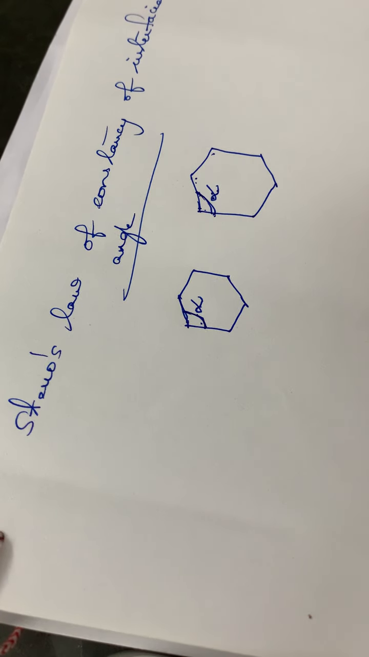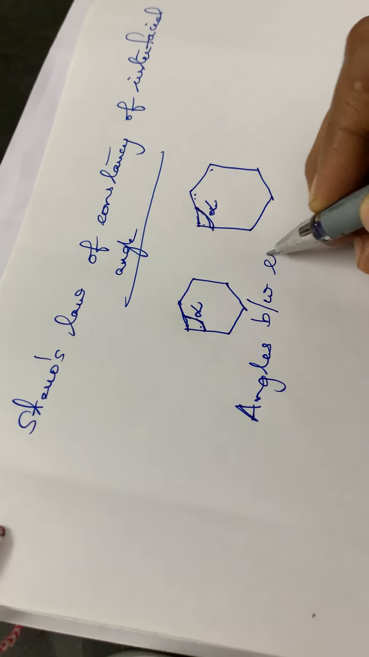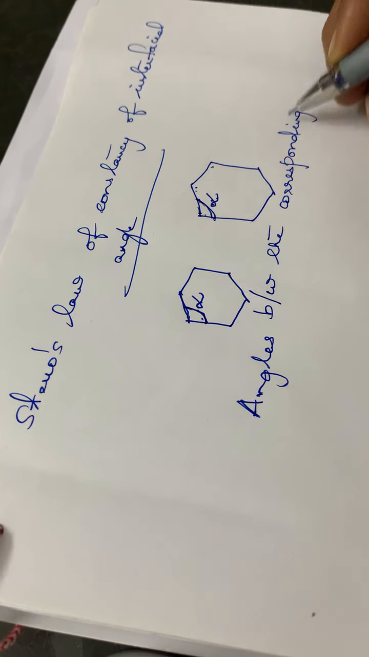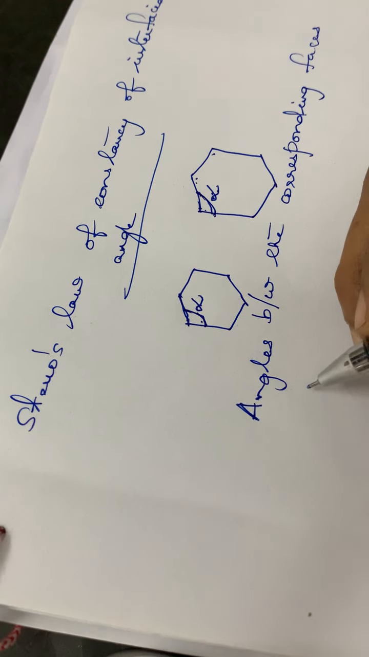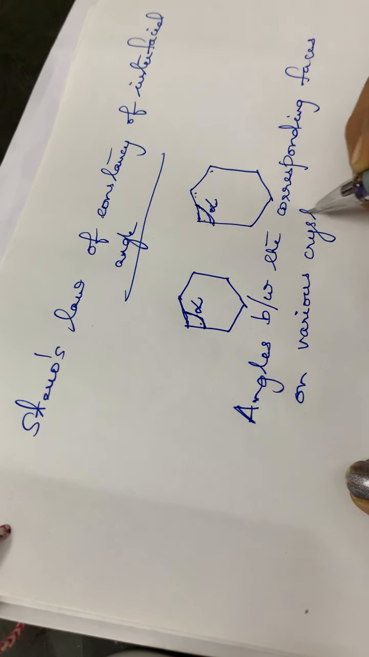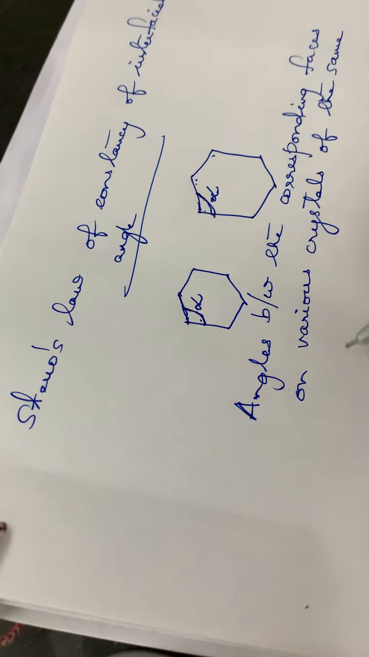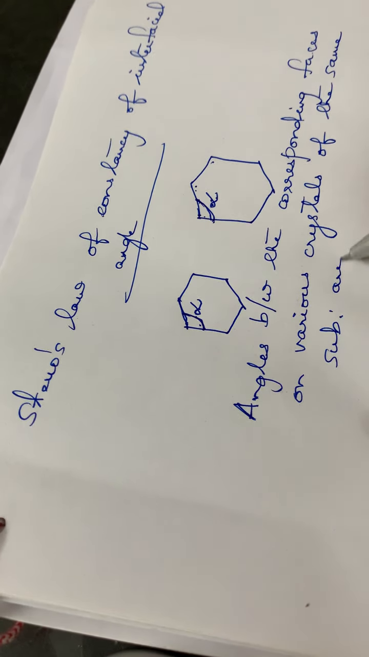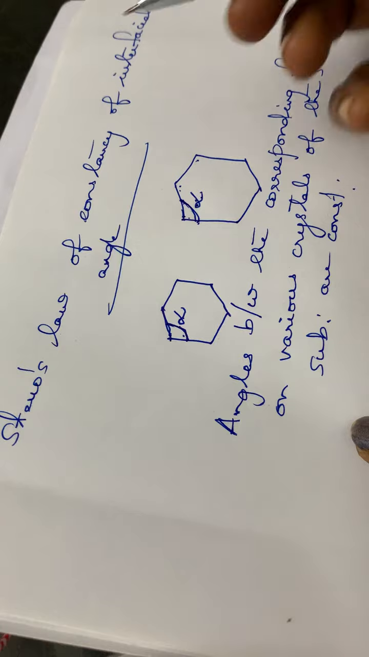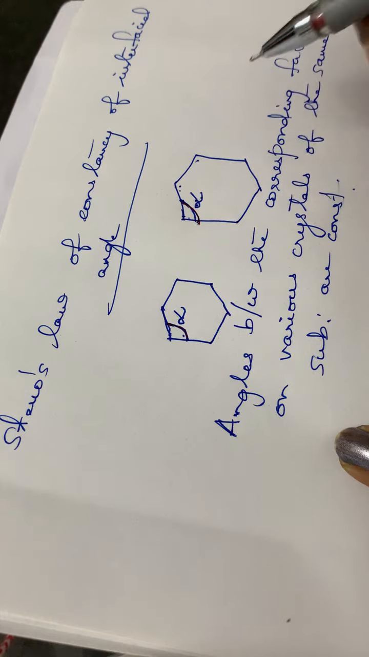So this law states that the angles between the corresponding faces on various crystals of the same substance are constant. Okay, so this is Steno's law of constancy of interfacial angle. That means the interfacial angles of a particular crystal are the same for the same substance.